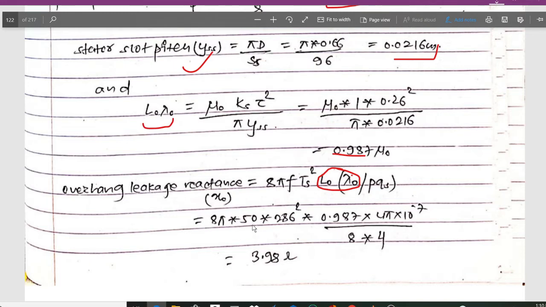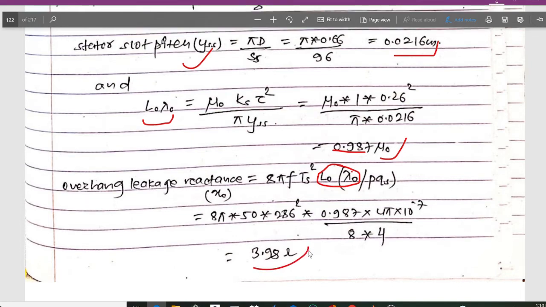So 8 pi f, in place of f 50, and in place of Ts we have 286 square, into lambda naught L naught, which is 0.987 mu naught, upon PQS. So P is 8 and QS is 4. So we'll get 3.98 ohm.